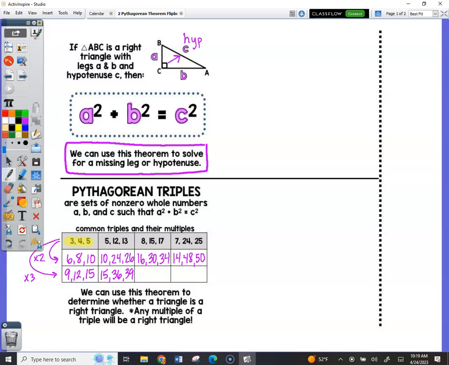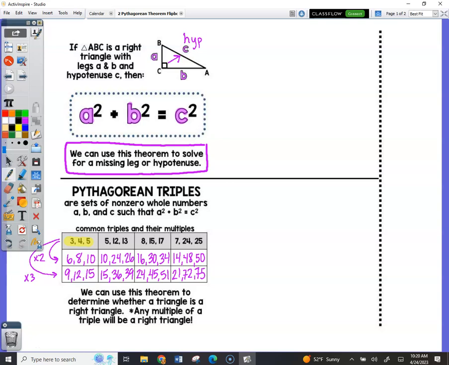An 8, 15, 17 tripled would be a 24, 45, 51. And then a 7, 24, 25 would be a 21, 72, 75. So what we've done right now is we've covered the new stuff. Now we're going to open up the flip book and practice it, and then I'm going to give you your practice sheet, which is the grade.